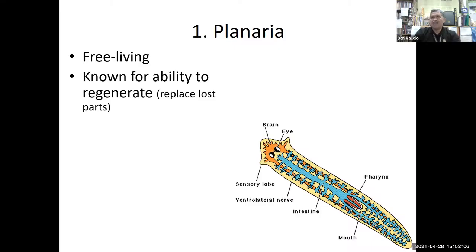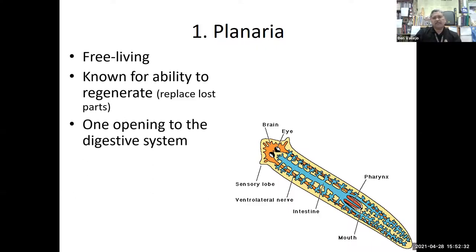Now the planaria are free living, and they have a remarkable ability to regenerate. I have regenerated planaria many times. You can take a razor blade and cut this worm down the middle, and then you can have a worm with two heads. Or you can cut this into pieces, like 5 pieces, and each piece will grow into a smaller yet separate worm. So those are the planaria.